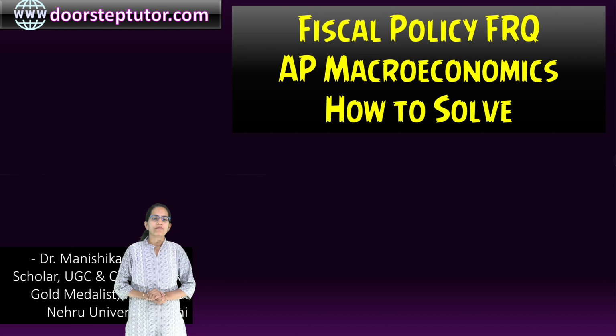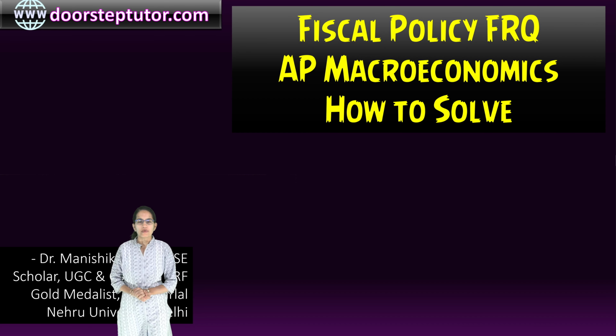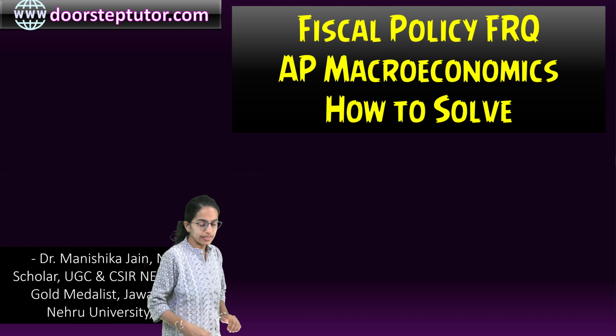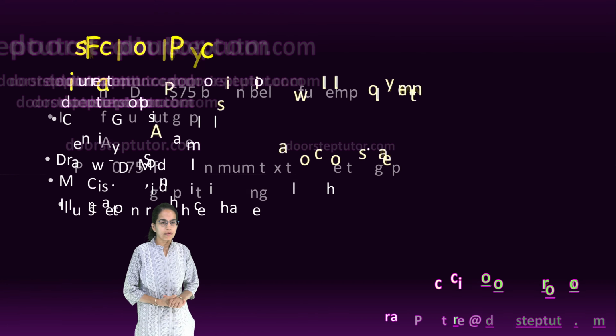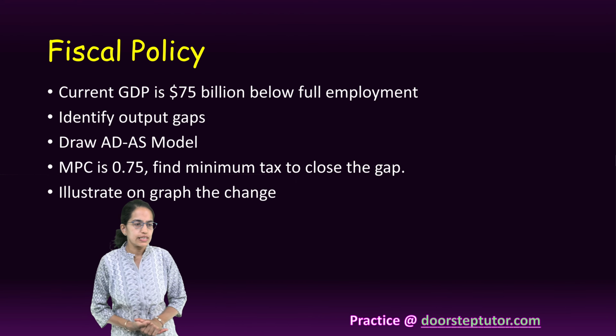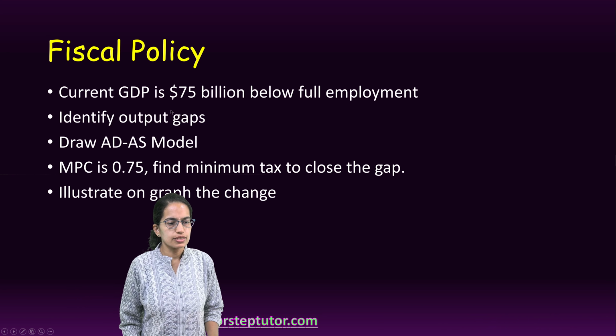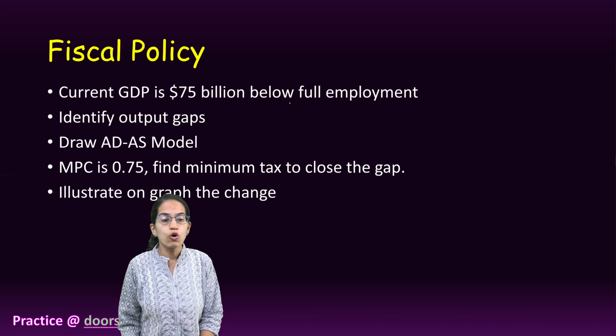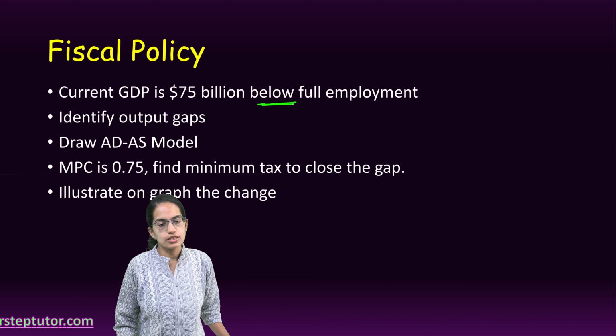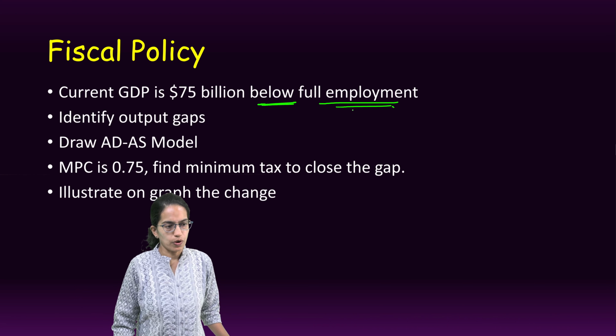Let's do one quick problem on fiscal policy FRQ, and this is again a very interesting kind of question asked in AP Macroeconomics. Now the question says the following: the current GDP is 75 billion below full employment. Note, this is very important, it is below full employment.